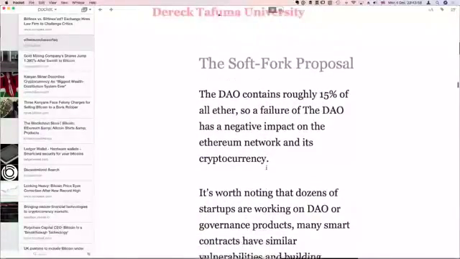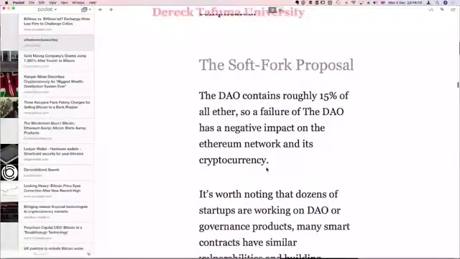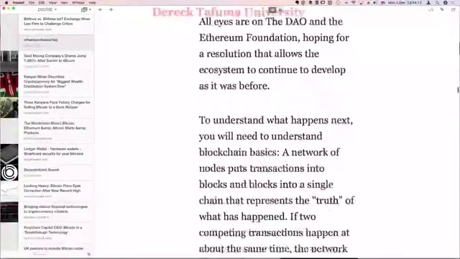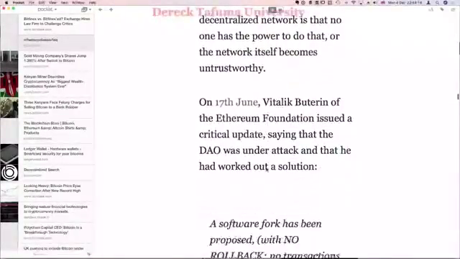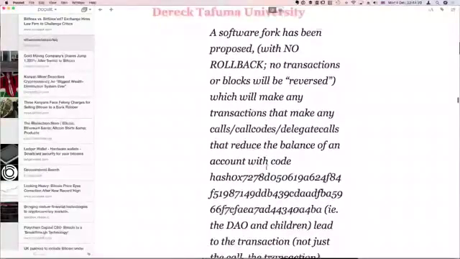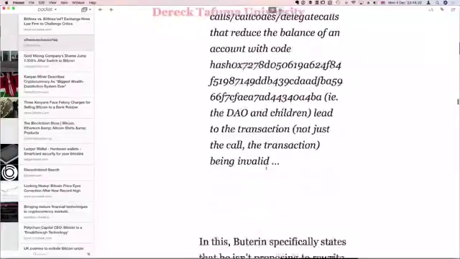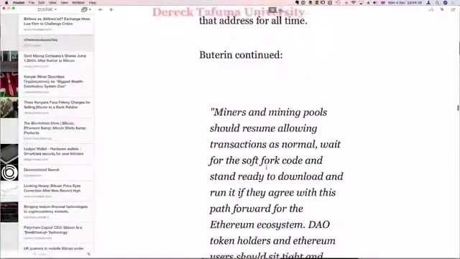They call it a fork, so the soft fork proposal. The DAO contains roughly 15% of all Ether, so a failure of the DAO has a negative impact on the Ethereum network and its cryptocurrency. A fork happens when a fork has been proposed with no rollback, no transactions or blocks will be reversed, which will make any transactions that make any call codes, delegate calls that reduce the balance of an account with code hash. So that's all.